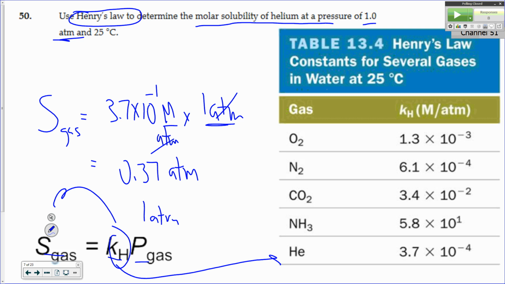Yes. How do you get to minus 1? How to get what now? To the negative 1. I glanced at that wrong. Sorry, I was looking at the line above it. It's minus 4. So 3.7 times 10 to the minus 4. Thank you for asking that question. Yeah, it's this number.